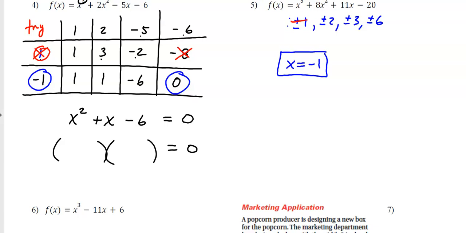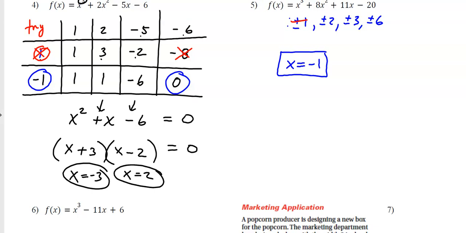So I need to come up with two numbers that multiply to make negative 6, but add to make positive 1. So I think if I choose these right, that multiplies to make negative 6, adds together to make 1. So those are my factors. So I know I have a 0 at negative 3 and a 0 at 2. So here are my three zeros.